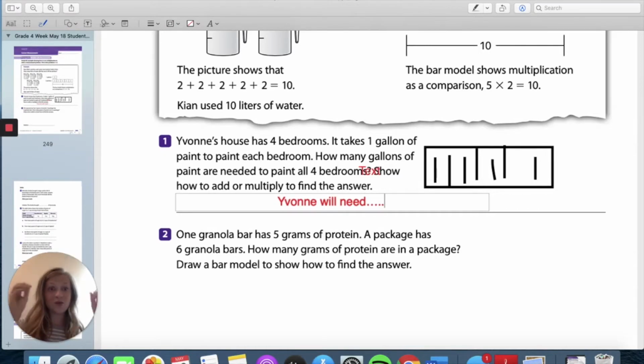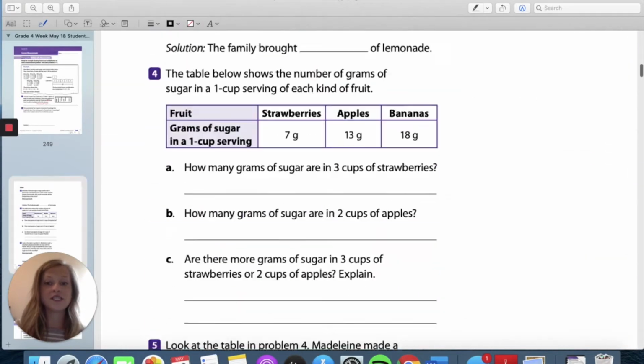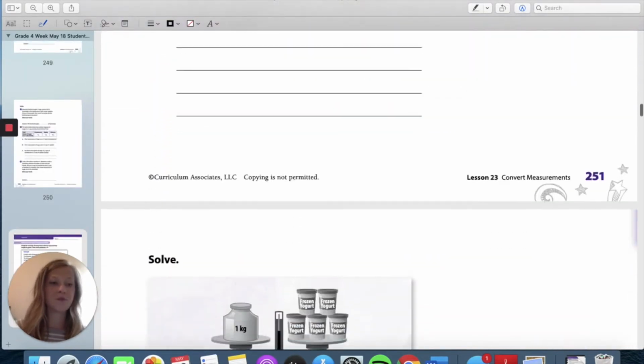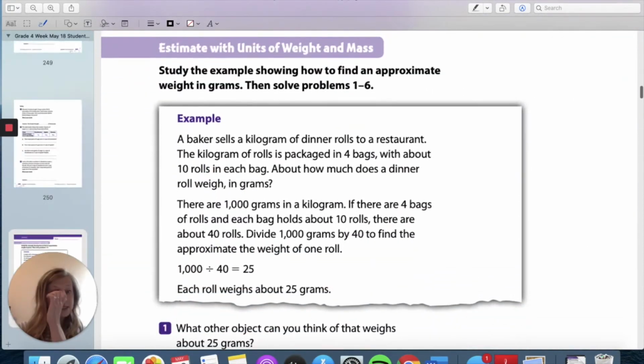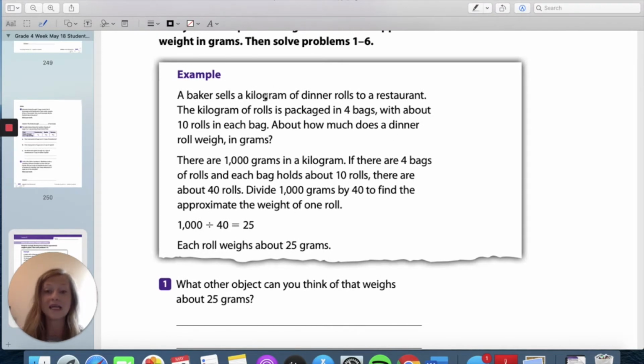But let's get into the real good stuff of the lesson, which is going to come on page 251. So join me at page 251. And let's look at this, where it talks about estimating with units of weight and mass. So there's an example here that talks about how a baker is selling a kilogram of dinner rolls to a restaurant. The kilogram of rolls is packaged in 4 bags with about 10 rolls in each bag. So it asks us how much does a dinner roll weigh in grams?